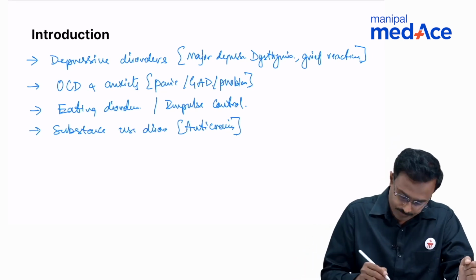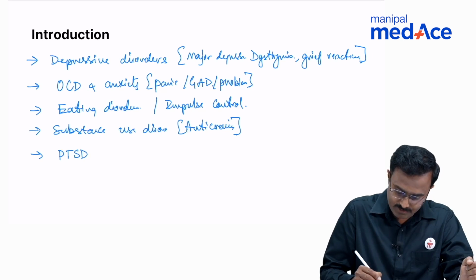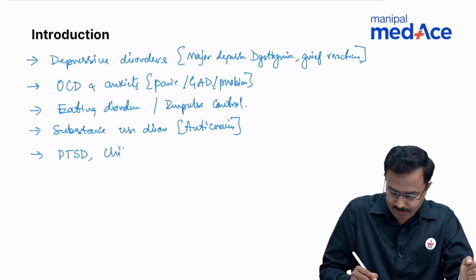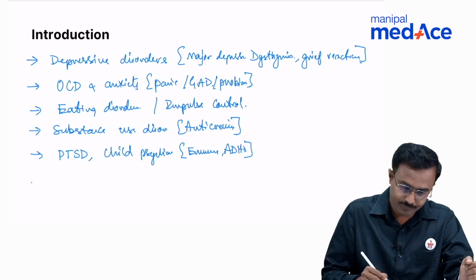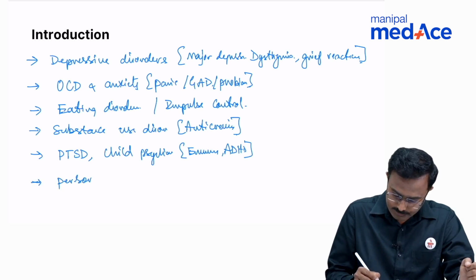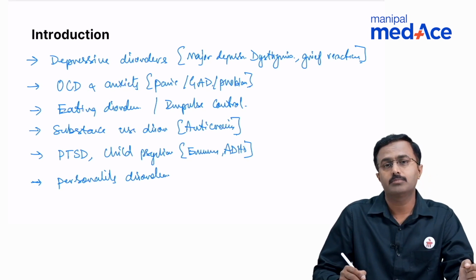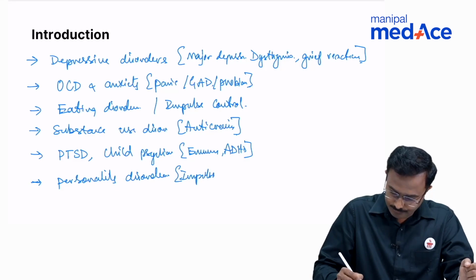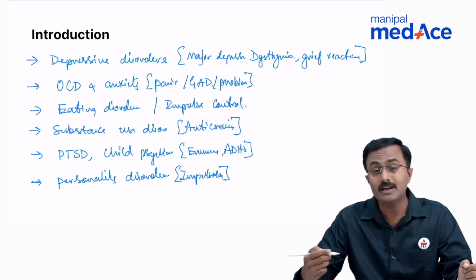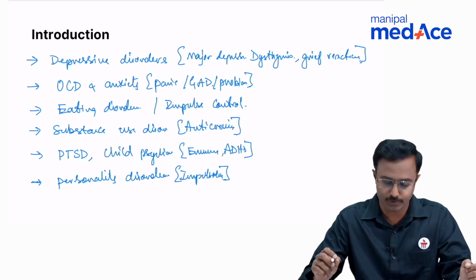So continuing further, it is also used in PTSD. You have child psychiatric disorders like enuresis, ADHD. So we have also some of the personality disorders wherein impulsivity and chronic depressive symptoms might also resolve. So these are the various indications in which antidepressants from different groups are used.